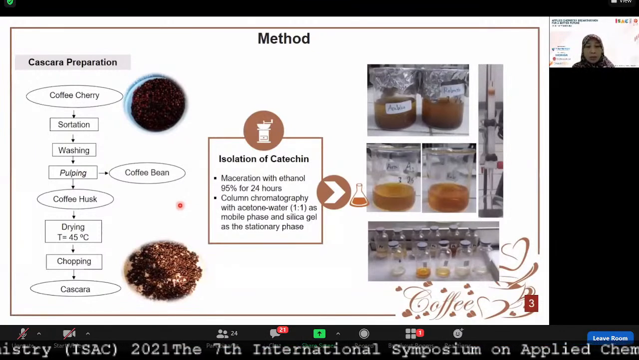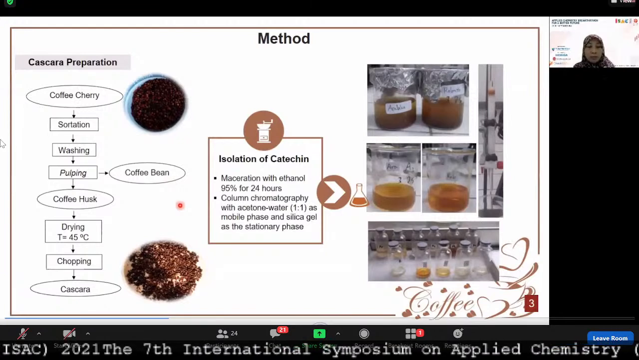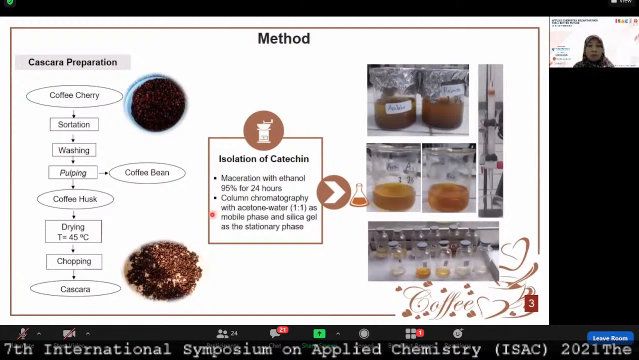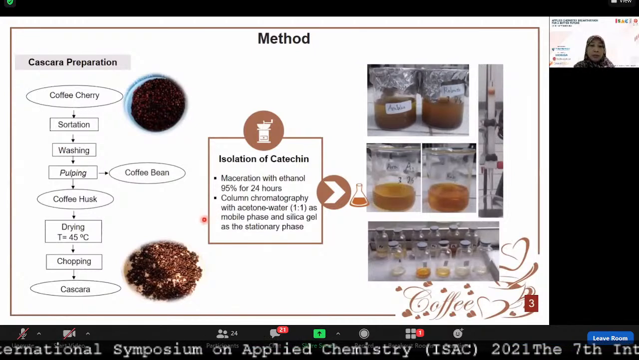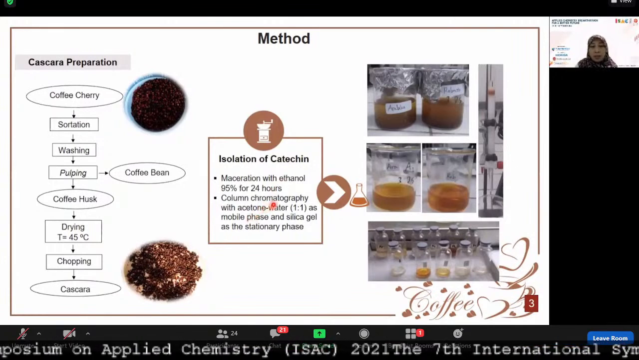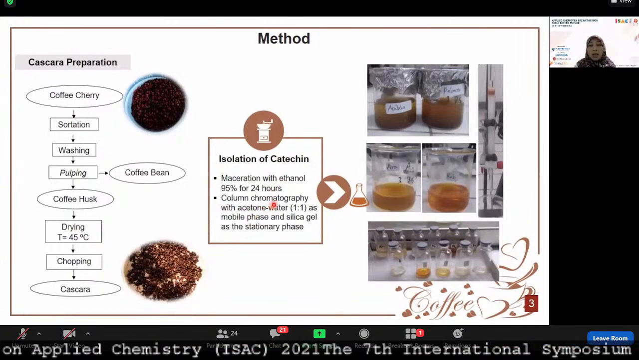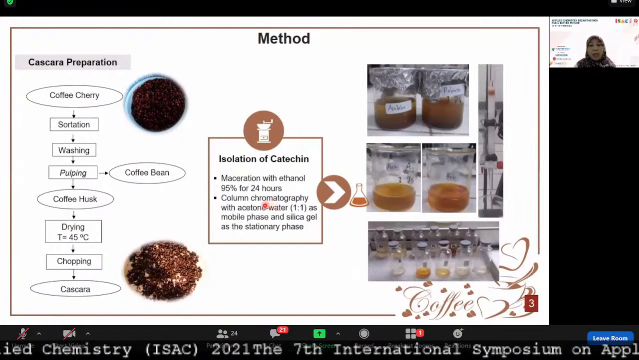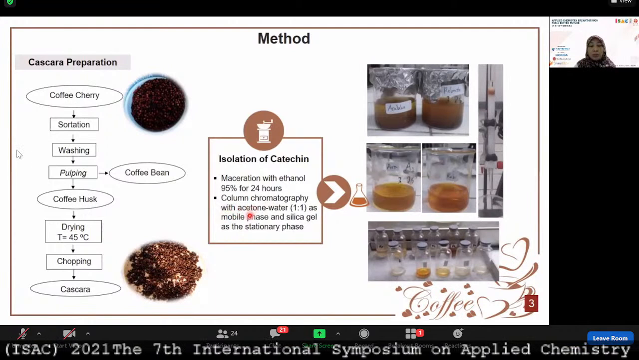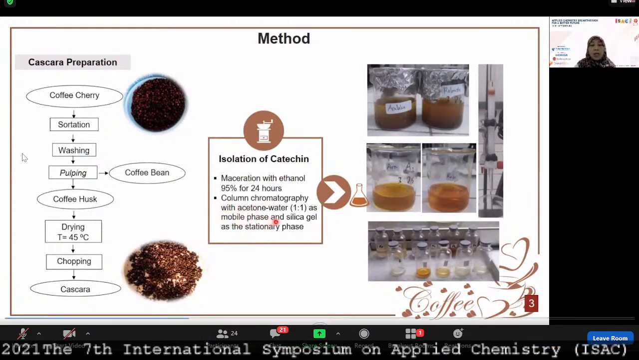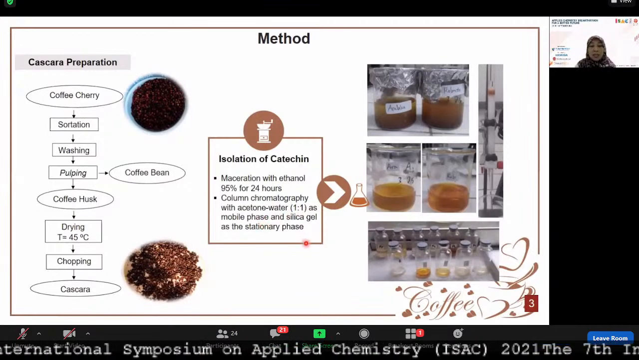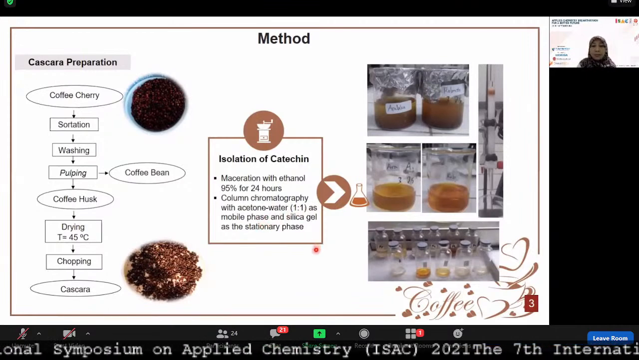It was about 20 grams of cascara. We macerated it with 95% ethanol for 24 hours. And then we evaporate the ethanol or the solvent. And then we fractionate the extract using column chromatography with acetone water in a 1:1 ratio as the mobile phase and silica gel as the stationary phase.